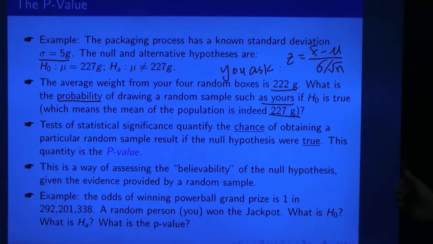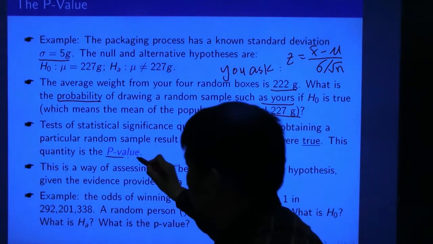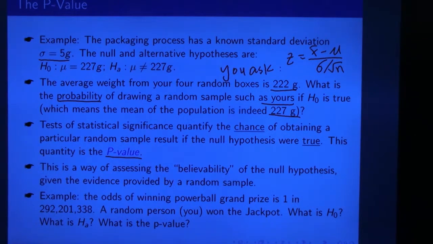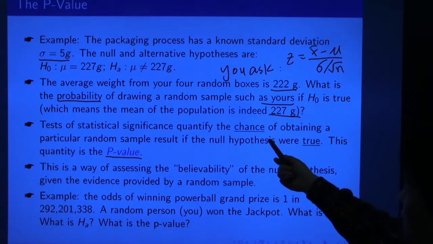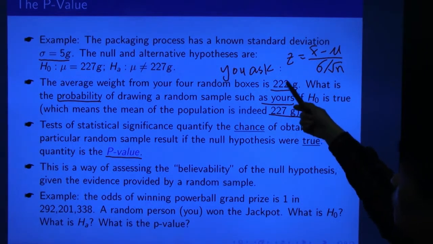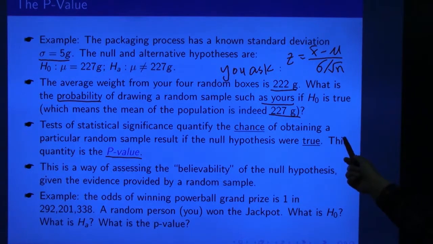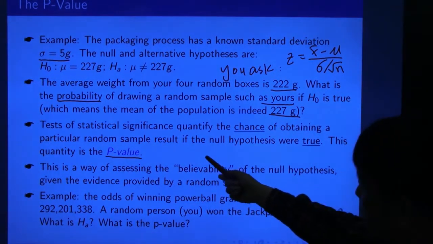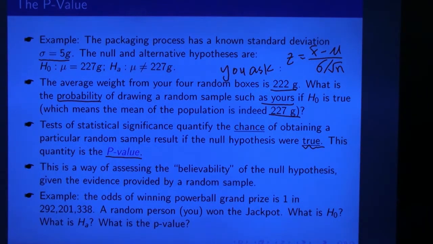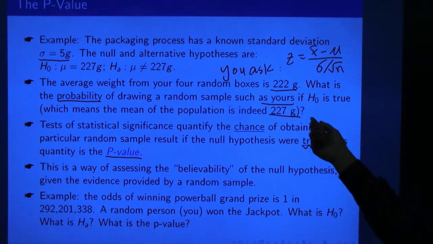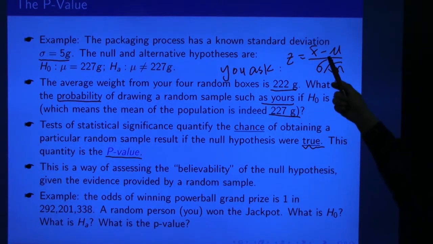Once we calculate this z-score, then we check table A, and we can find this probability. This probability is called the p-value. Tests of statistical significance quantify the chance, the probability, of obtaining a particular random sample result if the null hypothesis were true. The condition is the population mean is 227. And actually we use this fact to calculate this.